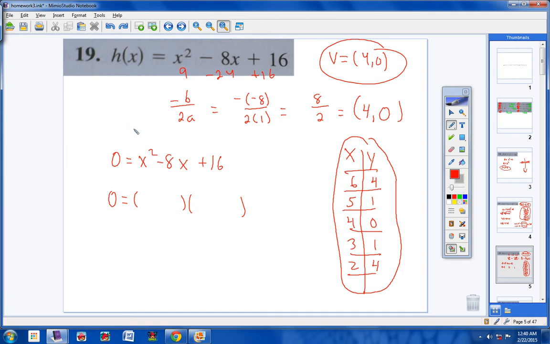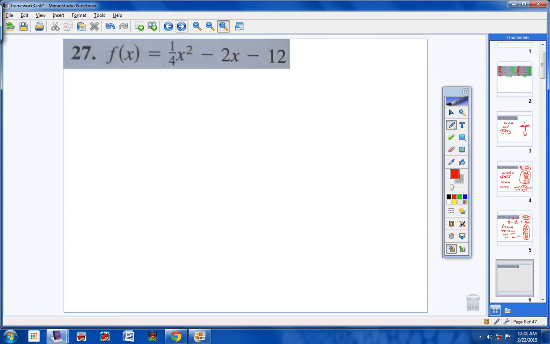So I put a 0 in for y, and now I'm going to factor this side over here. Negative 4 and negative 4. If you multiply those two numbers together, you'll get 16. If you add them together, you'll get negative 8. So x minus 4, x minus 4. Now take this group, set it equal to 0 and solve, and you get x equals 4. Same thing with this group. Take this group, set it equal to 0 and solve, and you'll get 4. So 4 is the x-intercept, alright?